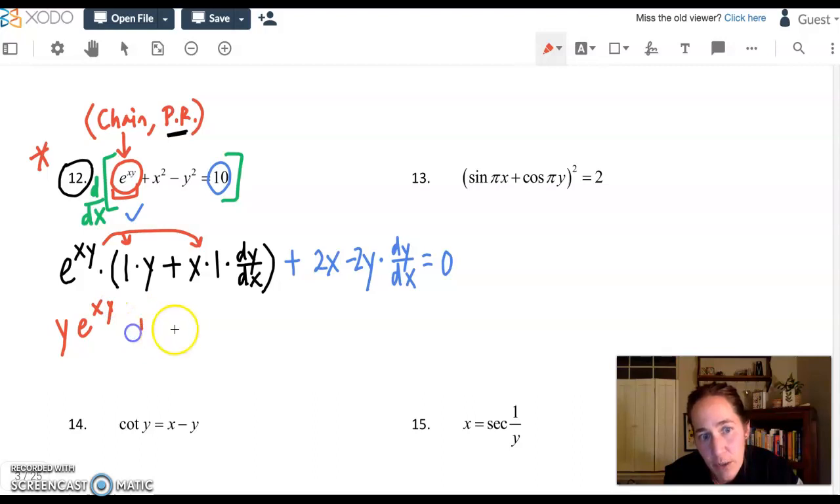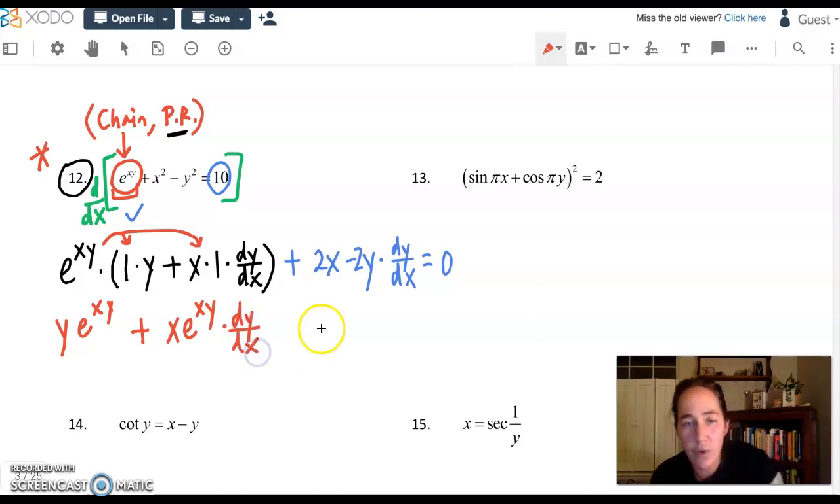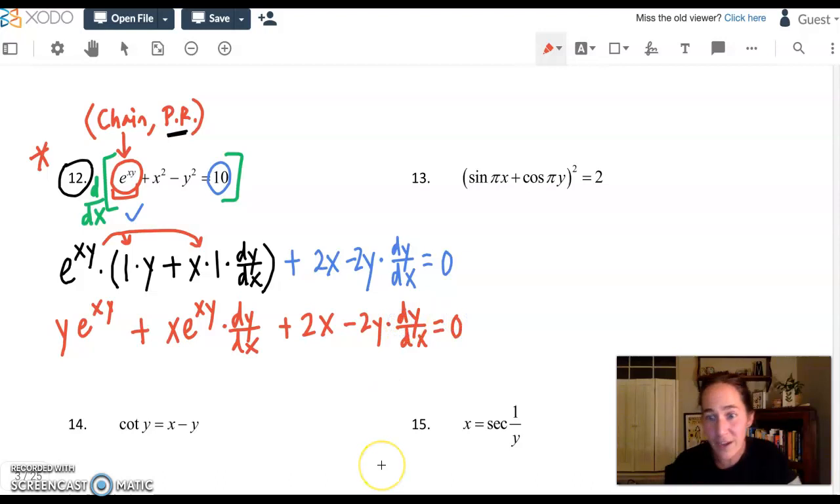here it comes, the next term. How about x times e to the xy with dy dx? Okay, so there's one dy dx. Then you have all the rest. I'll just recopy. Plus 2x minus 2y dy dx. And our focus is now going to shift to getting the dy dx's on the same side, which they are, moving everything else over to the other side, and GCFing to try to get dy dx by itself.